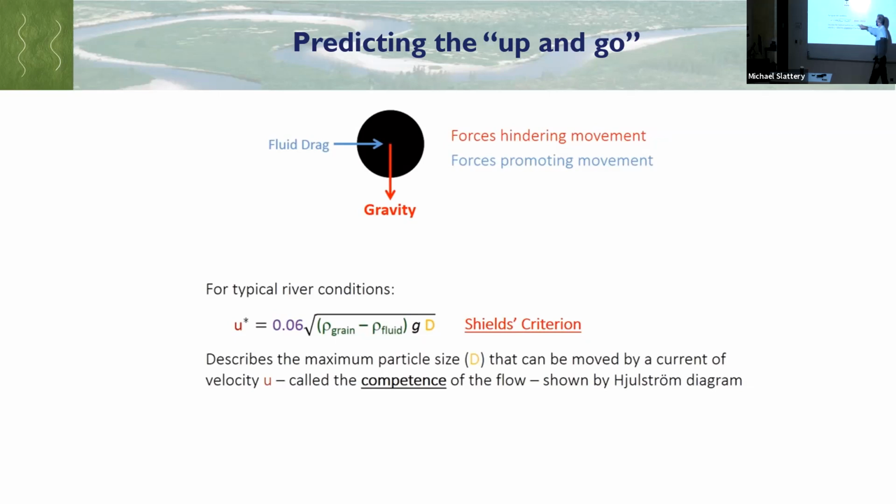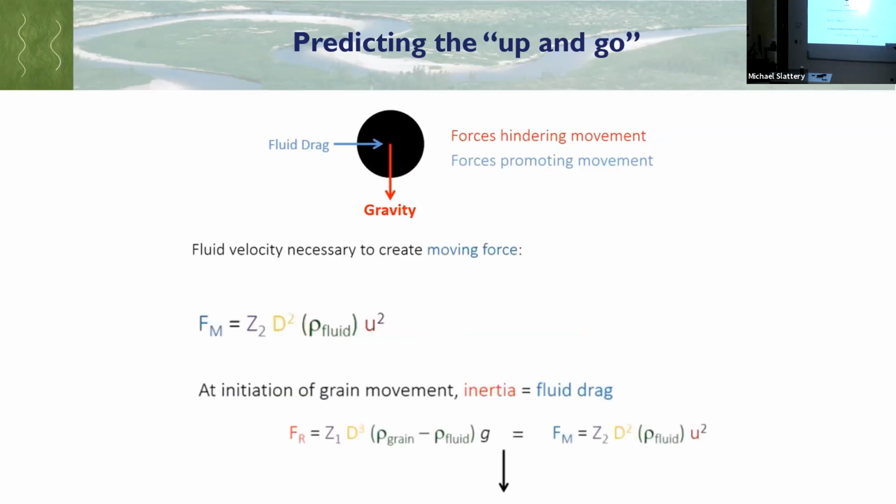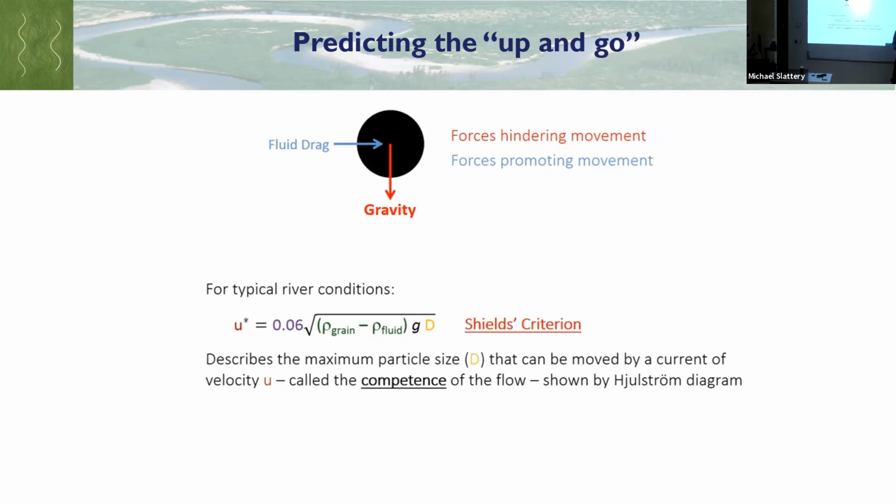So the U star, the critical shear velocity, and I'll go back a second, all we're doing is combining these two, the force and resistance. The shear velocity equals 0.06, don't worry about that, that's a constant, empirically derived, times the square root of the density of the grain minus the density of the fluid, so it's still the density of the particle, multiplied by the acceleration due to gravity, multiplied by the diameter.